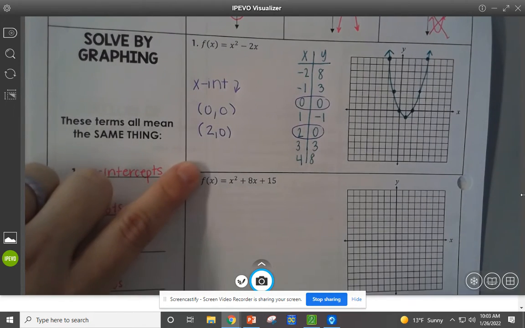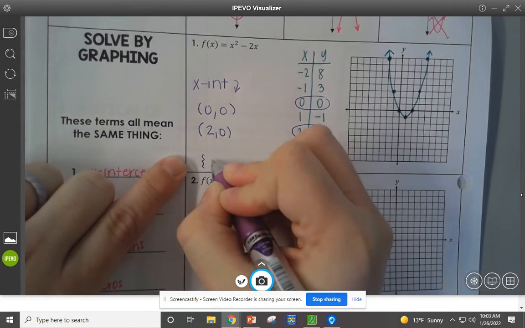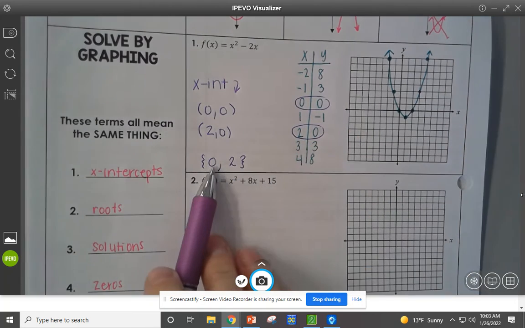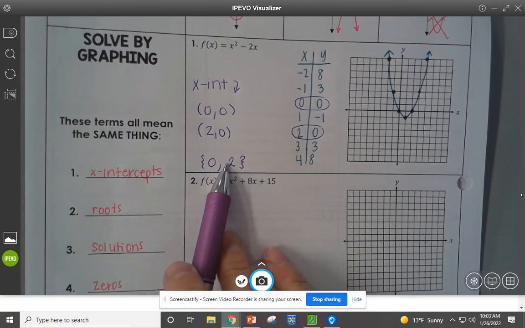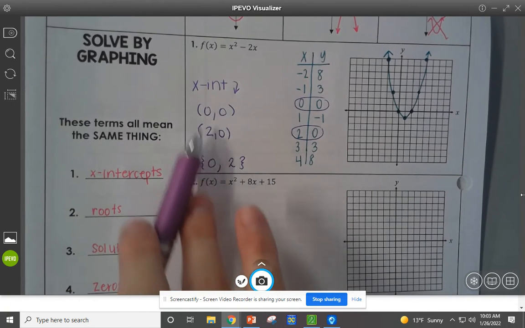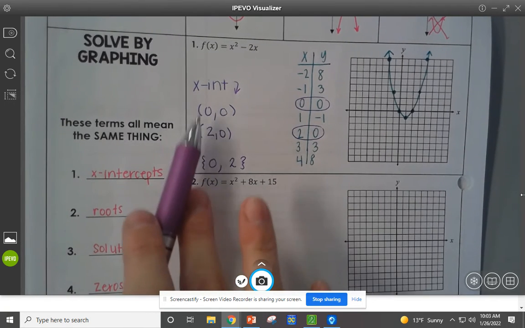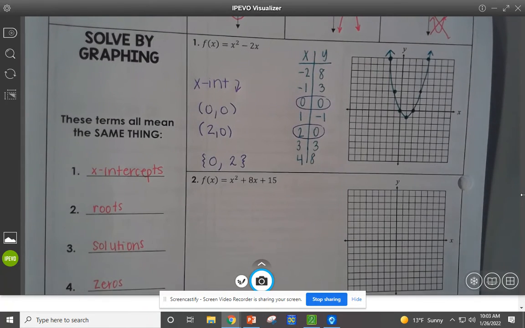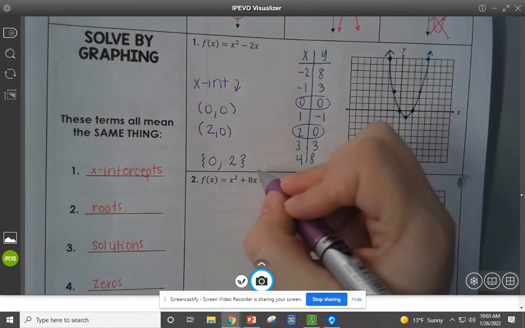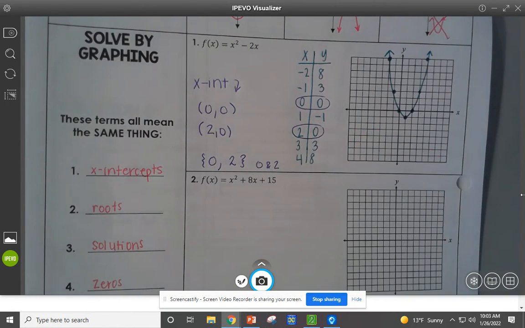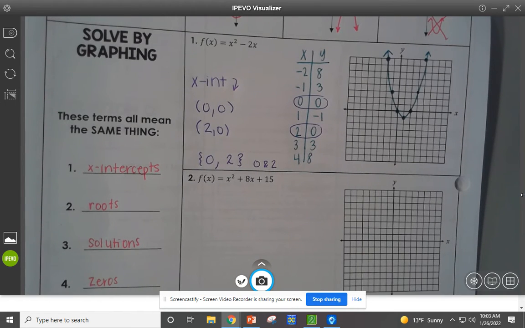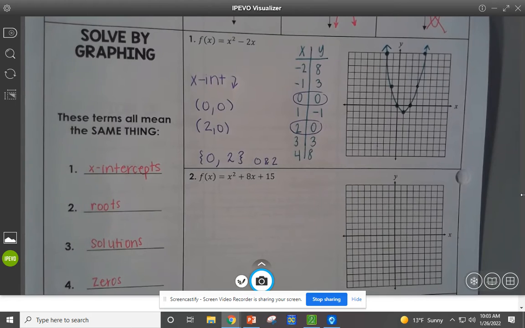Sometimes you might just see them listed like this, 0, 2. That just means 0 and 2 are your x-intercepts. They may not be listed as 2 separate coordinate points. Either one is technically fine. If it's multiple choice, just know you may see it one of 2 ways. Or you could just say 0 and 2. There are a lot of variations for the way that you'll see it. Any questions?